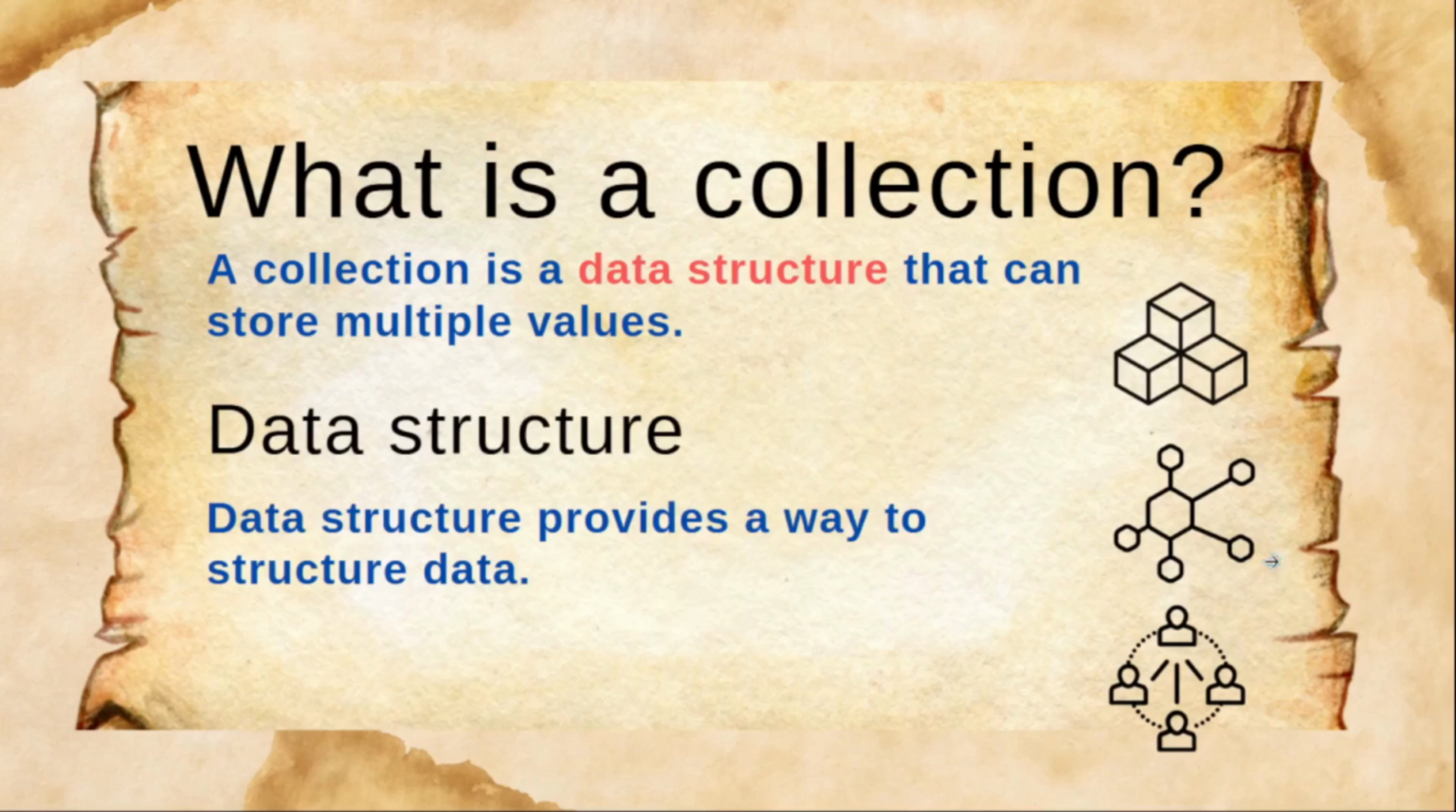We can structure data in different ways. For example, we can have linear data structure. We can save our data in matrices. We can also have a dictionary like data structure. And we can also have a tree like data structure, which we use on the social media. So, a data structure is simply a way of structuring data in different ways.